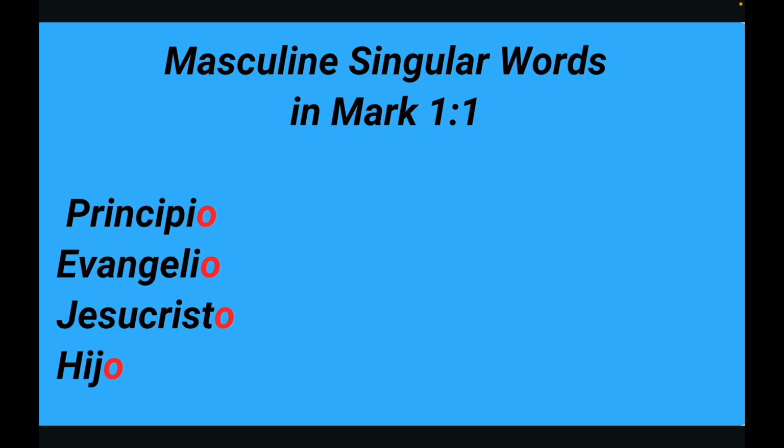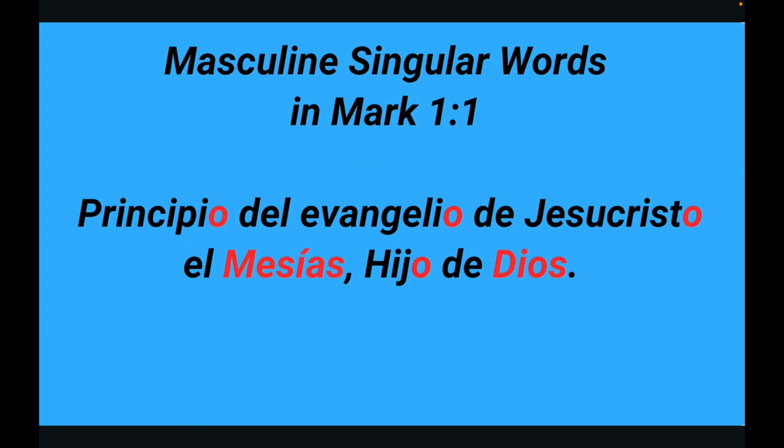Okay, so we see these four words there: principio, Evangelio, Jesucristo, and Hijo. You may want to be writing these in your notebook, if you have a notebook with you. But in addition to those masculine singular words, there are two more masculine singular words in this verse, and it is Mesías and Dios. Mesías, Messiah, which means anointed one. Anointed one or Messiah, and Dios, which means God.